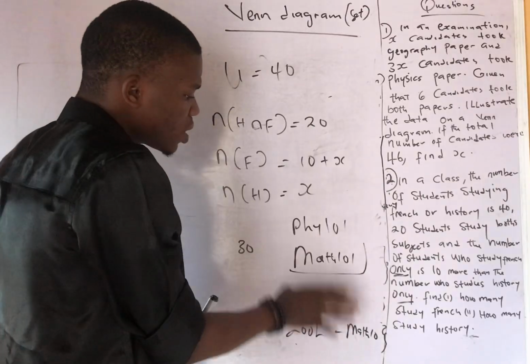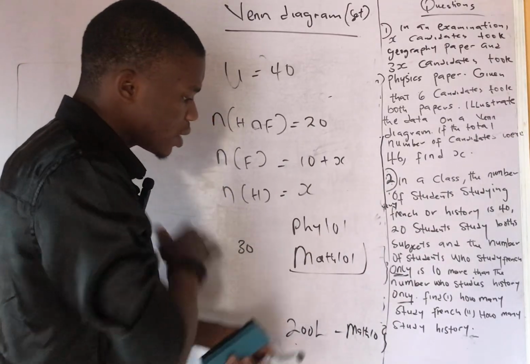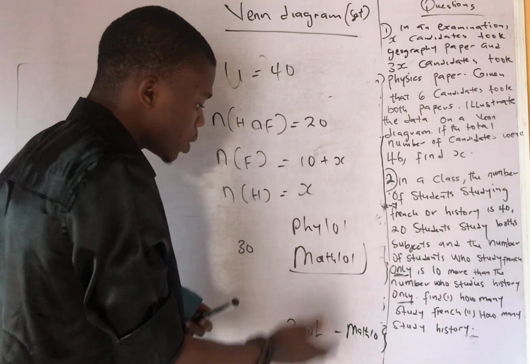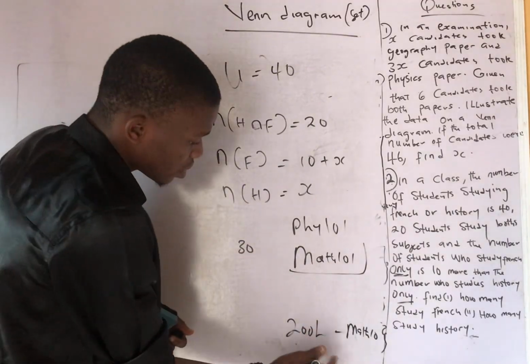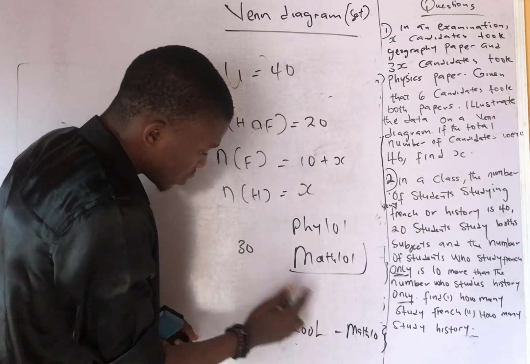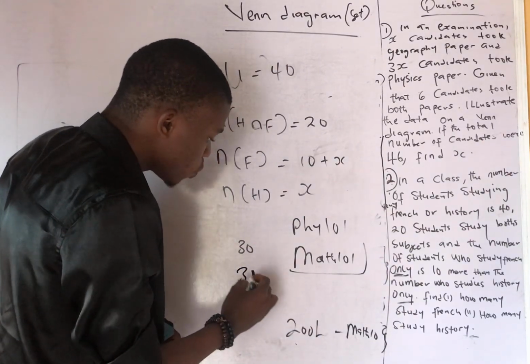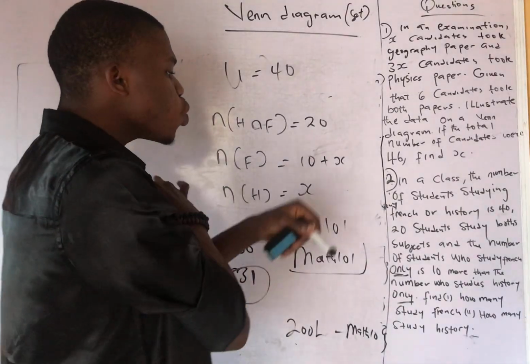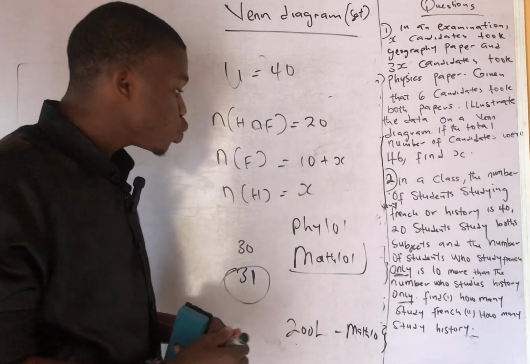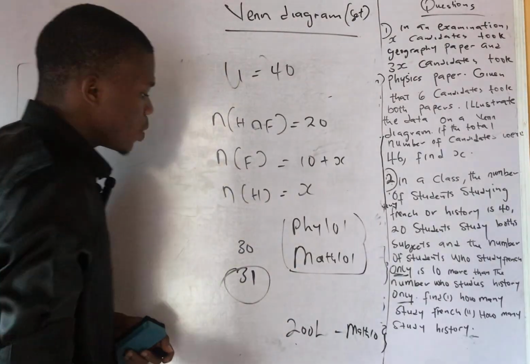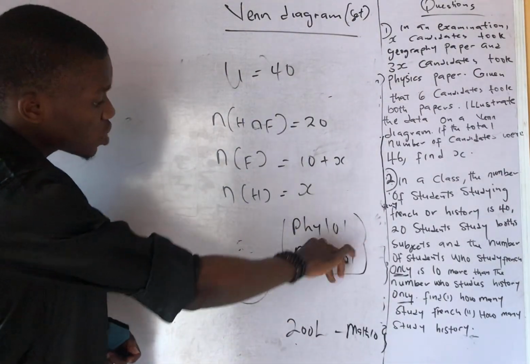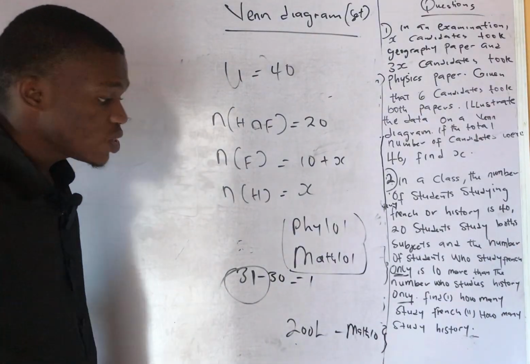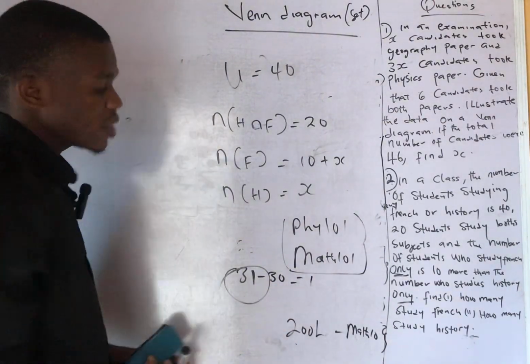Then if you want to calculate students that study Math 101, the people that study only Math 101 and Physics 101 plus this one, that means if this 200 level student is included, the people that did the Math 101 exam are 31. Now if you want to get the number of students that study only Mathematics, you subtract the students that study both, which is 30. If you subtract it, you find the one that did only the Math 101 exam. That's simply the trick.